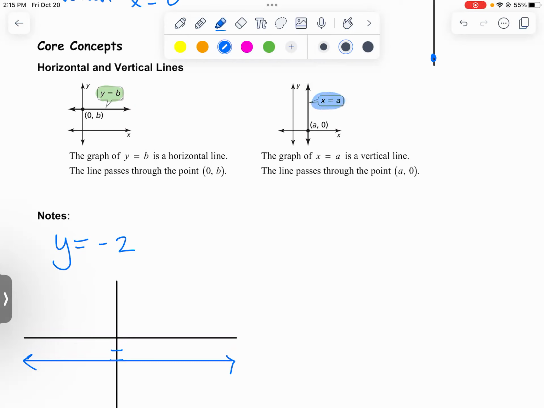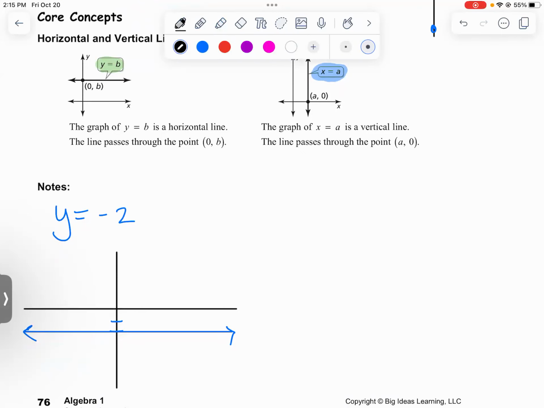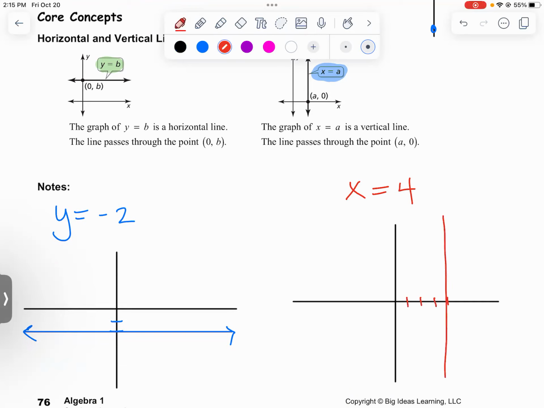Now, on the flip side, if we have an equation that is just x equals a number, we are going to have a vertical line. So if I had x equals 4, then on our coordinate plane, at x equals 4, we would have a vertical line going through it.